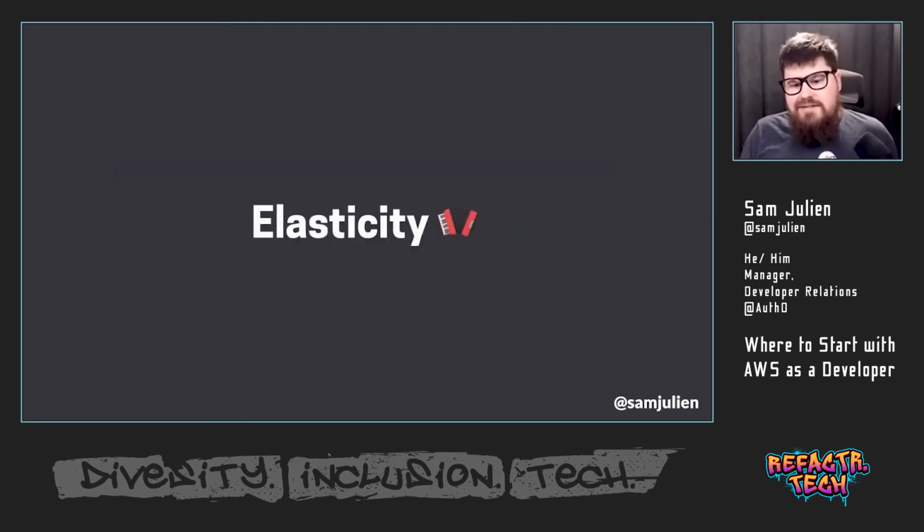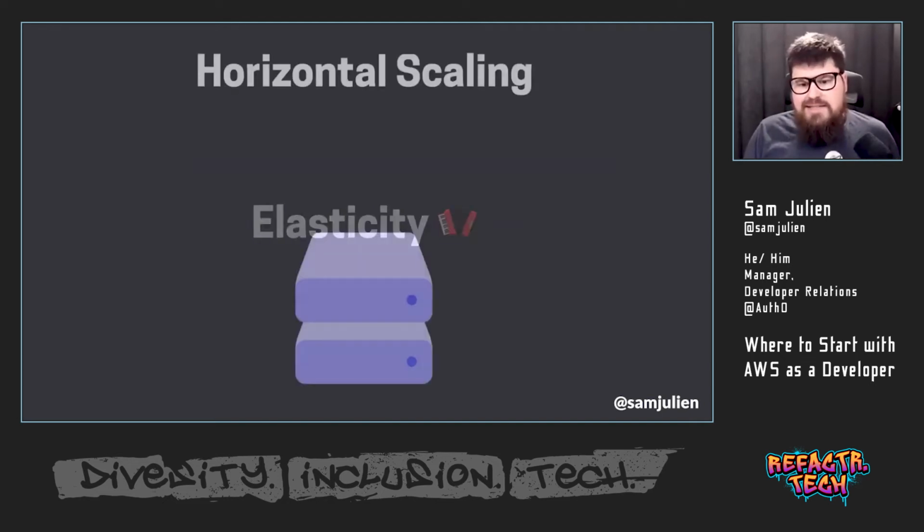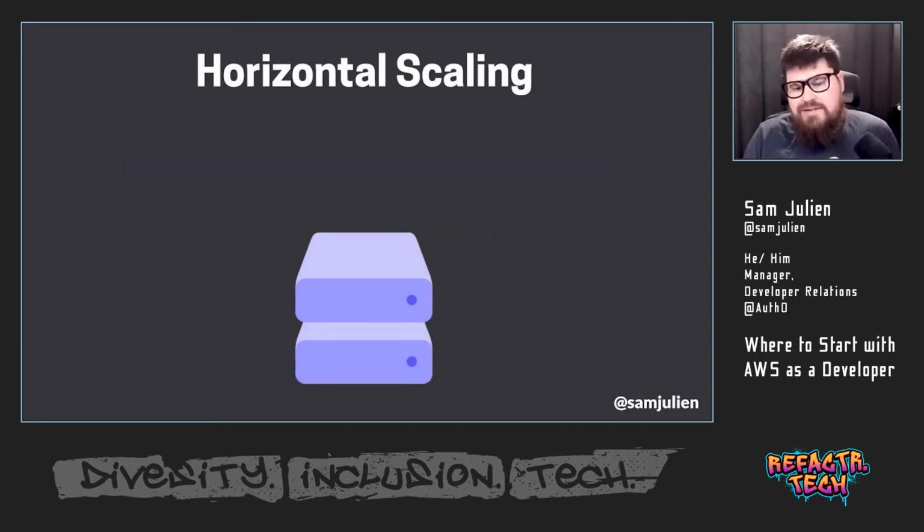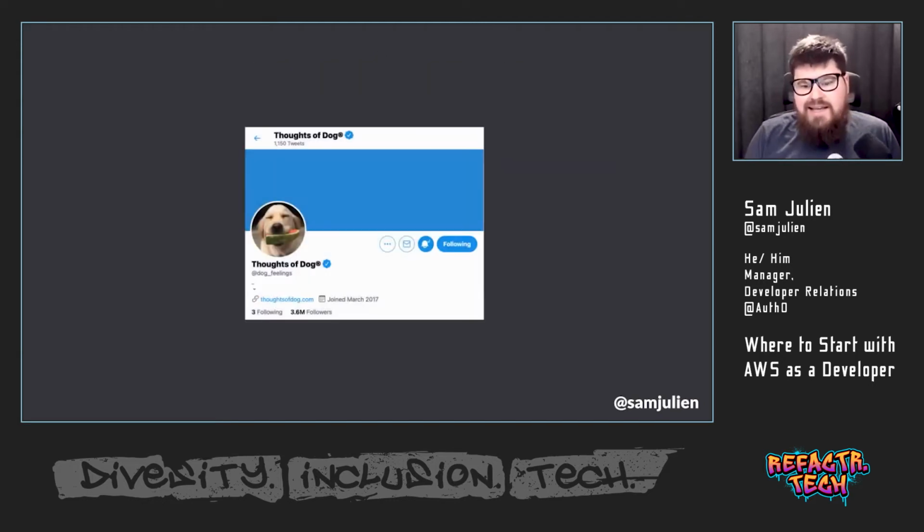Right alongside scalability is this concept of elasticity. Elasticity is the idea of being able to scale vertically or horizontally and scale back down. So let's say you had the example of horizontal scaling. You have one server, and you have this business making artisanal dog toys and selling them on your website, hosting it yourself. And then one day, the Thoughts of Dog Twitter account with 3.6 million followers tweets about your artisanal dog toys.